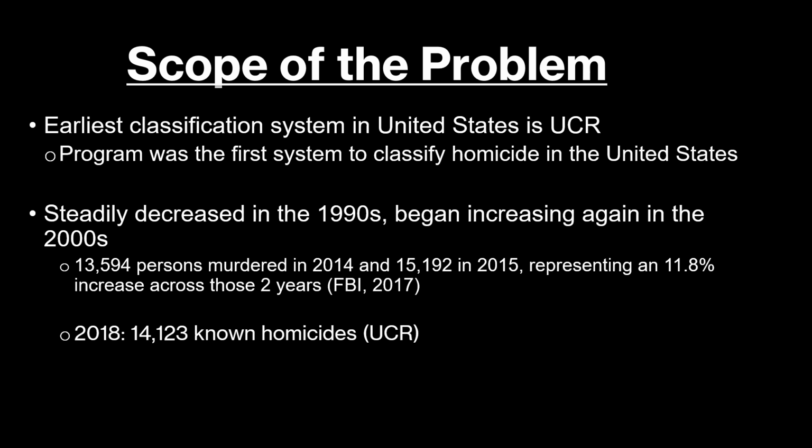It is interesting to note that in the 2000s, we started to see an increase in homicides. So you can see about 13,594 persons were murdered in 2014. And then in 2015, that went up about 2,000, and it represented an 11% increase in homicides. However, recent data dating back to 2018, we note that those homicides have decreased again. So overall, our homicide rates in the United States are decreasing, and they're not as prevalent as one would think.